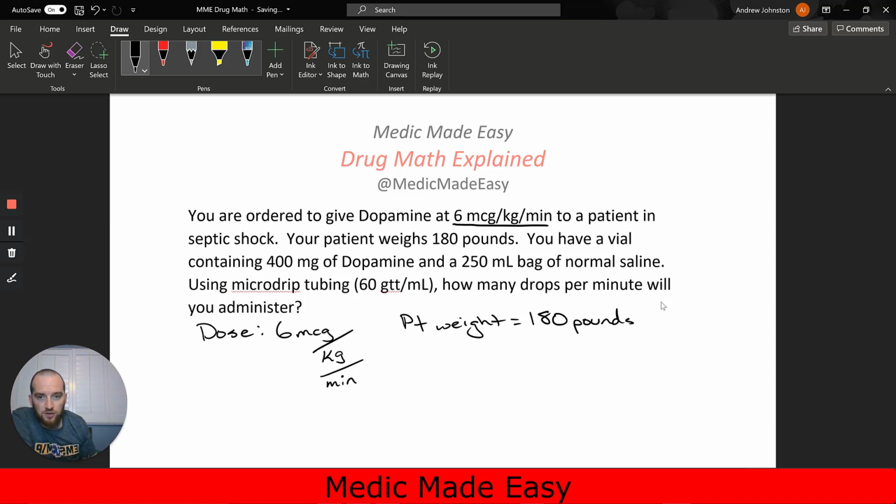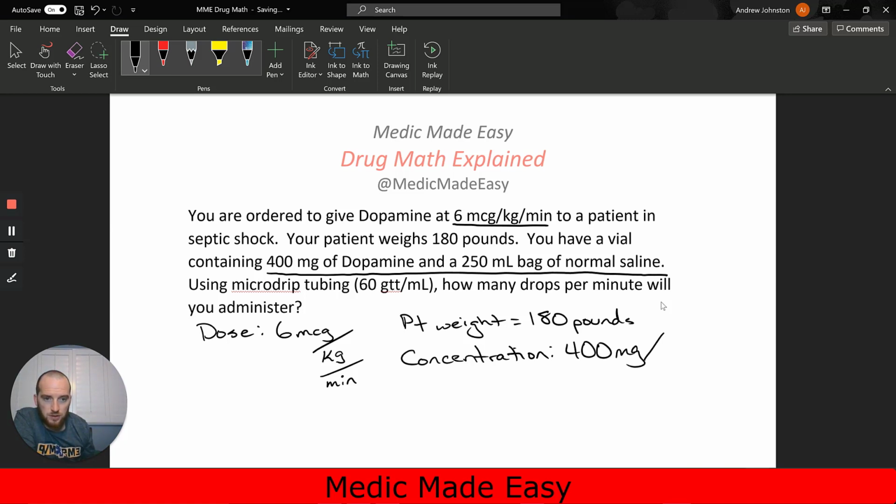We have a vial containing 400 milligrams of dopamine and a 250 milliliter bag of normal saline. All right, so that's our concentration again, or the packaging. So our concentration, we have 400 milligrams in a 250 milliliter bag of normal saline. Or again, we can verbalize it the other way around and say we have a 250 milliliter bag of normal saline that contains 400 milligrams of dopamine. Verbalize either way. And we've got our micro drip tubing.